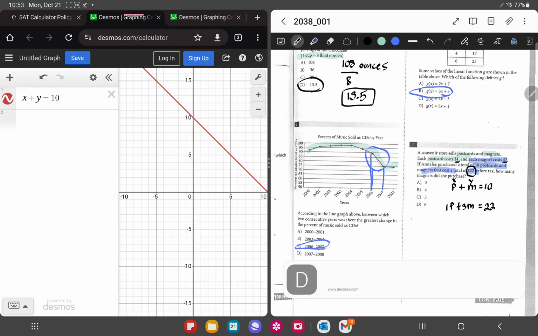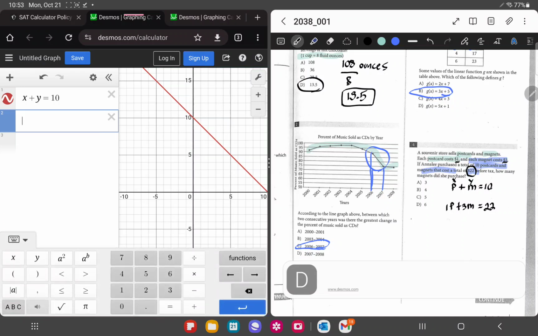So, okay, this is what we're going to have. Now we can actually type in the equation. You can see the line. Now we're going to type the other line that we have here. Same thing: we're going to substitute the P for X and the M for Y. So it's going to be 1X, then adding 3Y, and this is going to equal 22.